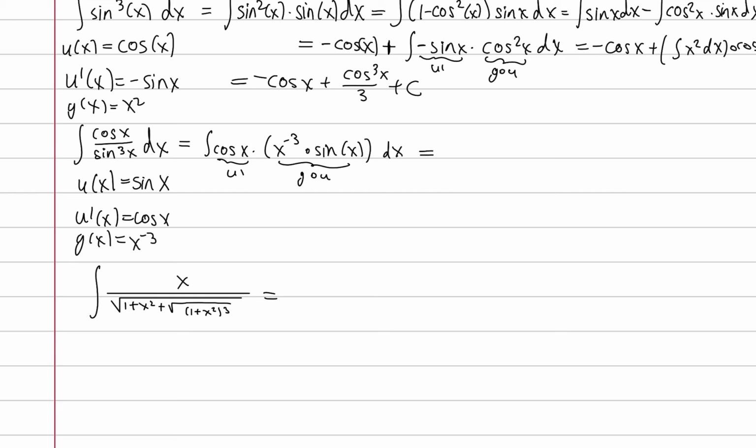Oh, and I know how to do this, right? This is just reverse chain rule. I'm gonna write the antiderivative of x to the negative 3 dx composed with our u of x, sine of x, right? And hopefully you know how to do this. This is negative 1/2 times sine of x to the power of negative 2, right? Plus c, never forget that plus c.